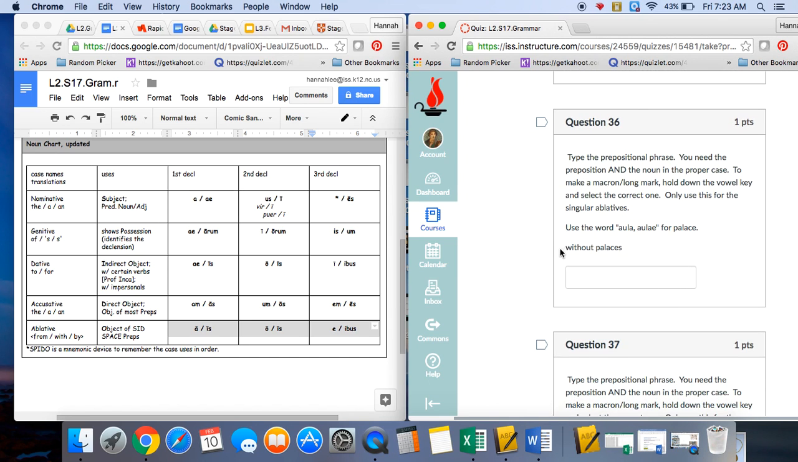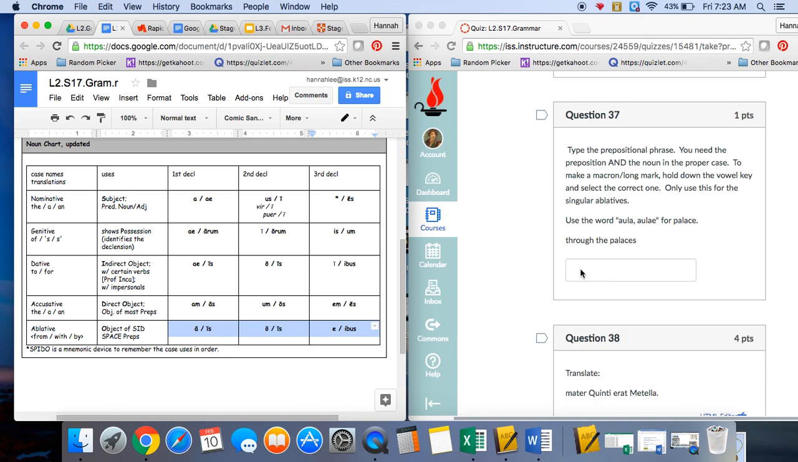Number 36, without palaces. The Latin word for without is sine. And palace is still A-U-L as a root word. Does sine take the accusative or the ablative? It takes the ablative. This is a part of sid space. It's more than one palace, first declension, so you need the I-S ending.